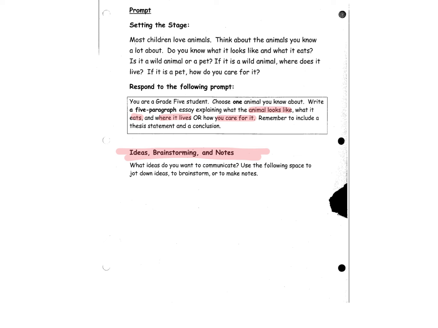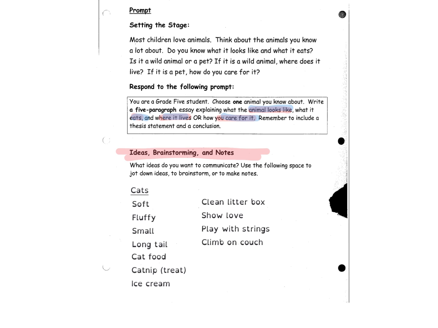There are 2 ways you can brainstorm the information, and I'll show you an example of each. Let's pretend I am going to write about cats. In the space provided, I can brainstorm everything I know about cats and how it relates to what they look like, what they eat, and where they live or how you would care for it. Here is the list that I've made. So I have my heading of cats, and I've identified by writing down words or phrases what I know about cats. So what they look like, what they eat, and how you might care for it.